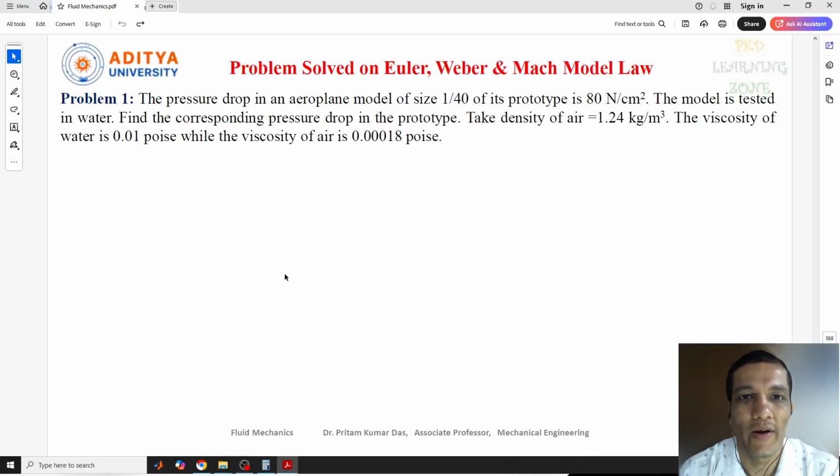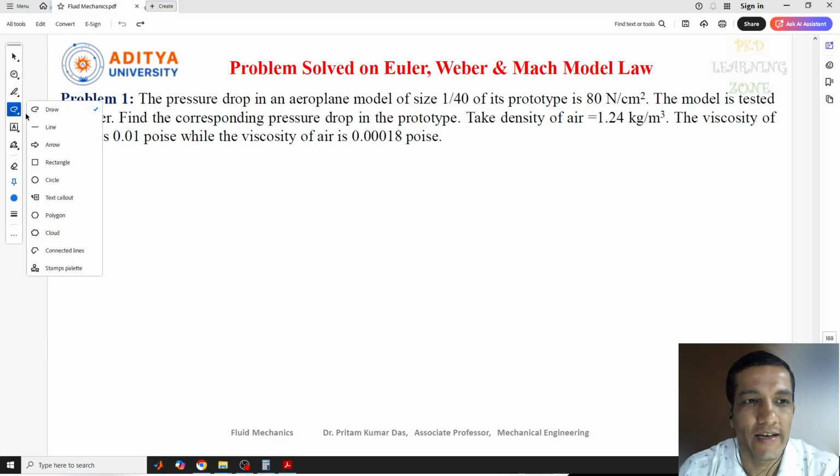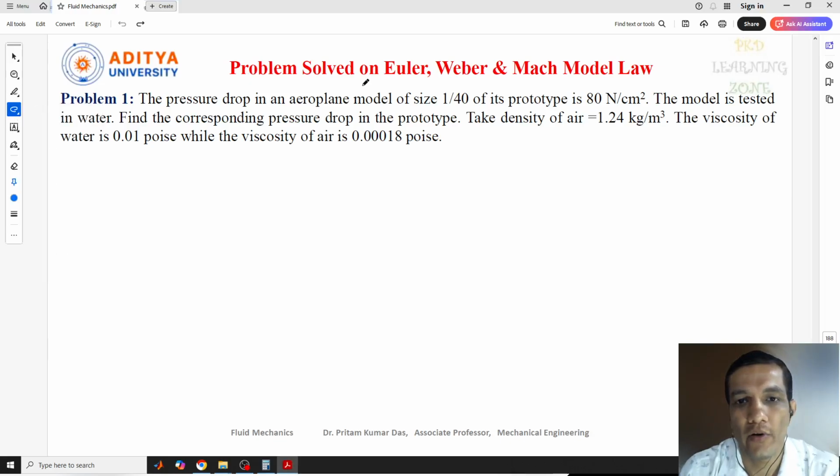Hi everyone, welcome to this new lecture of fluid mechanics. In this lecture, we'll discuss a problem on Euler, Weber and Mach model law. This concept, the theory and derivation part of the Euler model law, Mach model and Weber model law, we have discussed in the previous lecture. So based on that concept, we'll solve a problem here.